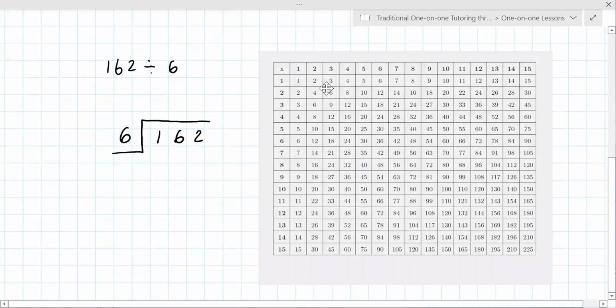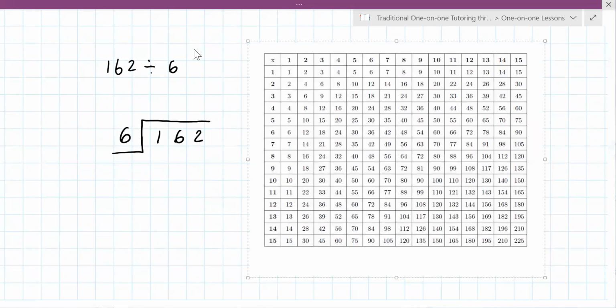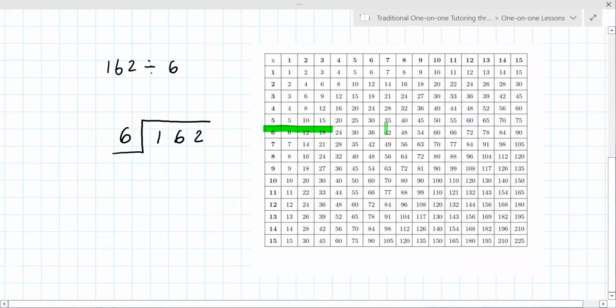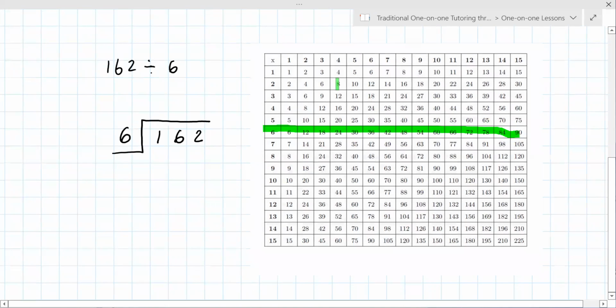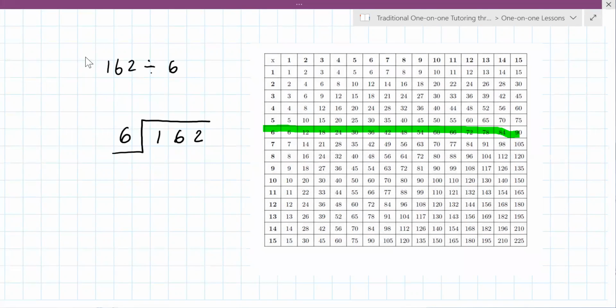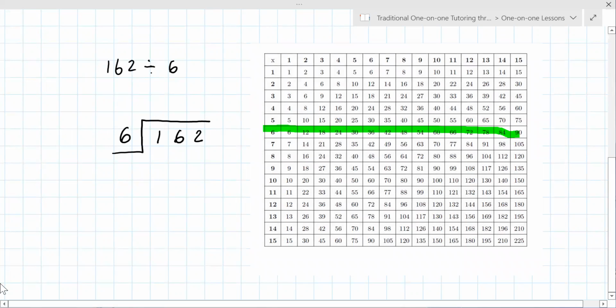Okay. I have one question about this. Yes. So 6, you say 6 go into 1. What if it's bigger than 6, like 9? Yes, we'll do that in the next problem.